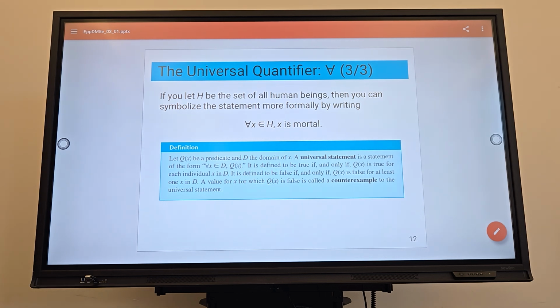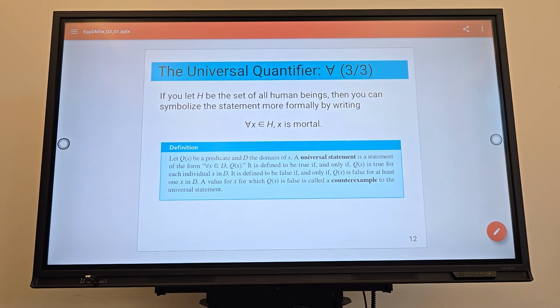Definition. Let Q of x be a predicate and D the domain of x. A universal statement is a statement of the form upside down A, x is an element of D, comma, Q of x. It is defined to be true if and only if Q is true for each individual x in D.